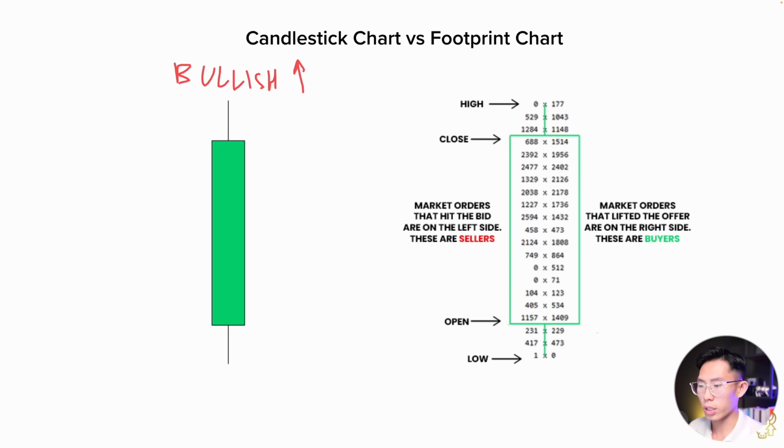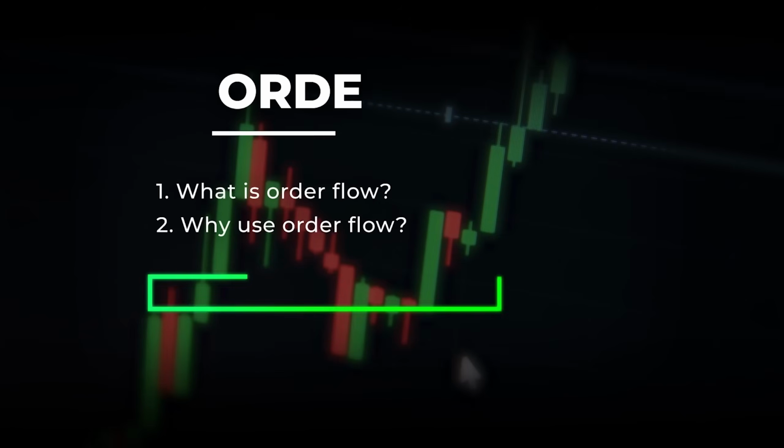And yeah, this is just very powerful. If you can really look at this footprint chart and actually understand what is going on with all these random numbers, you will be able to understand that nothing is random in the market.